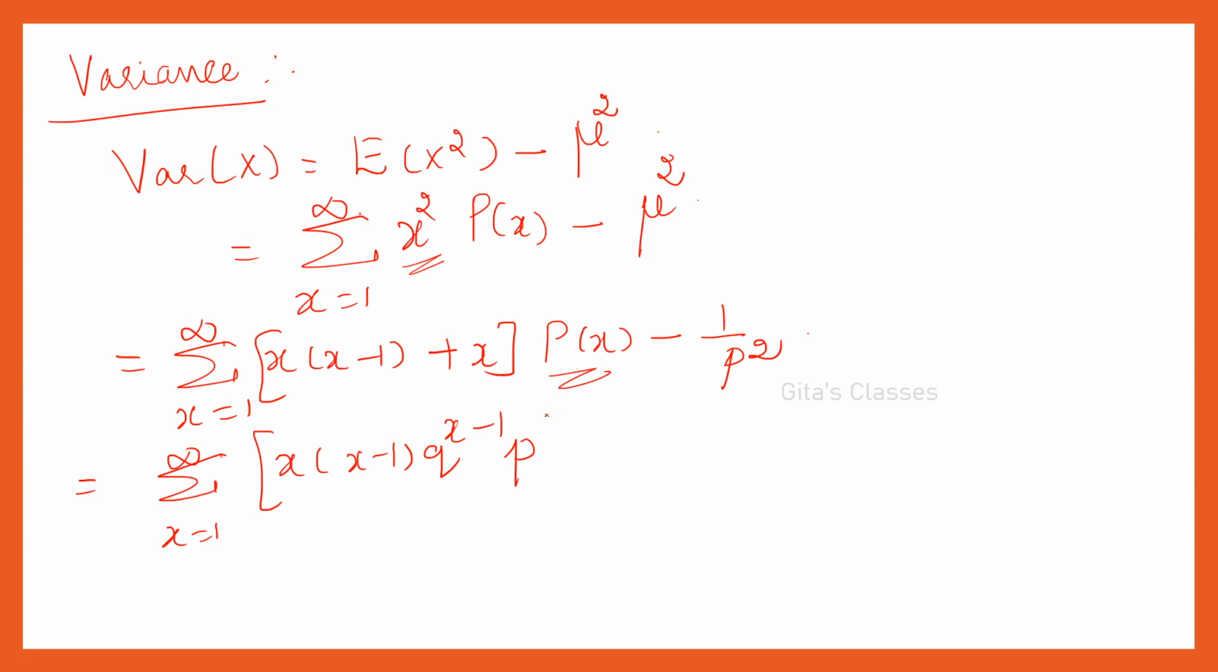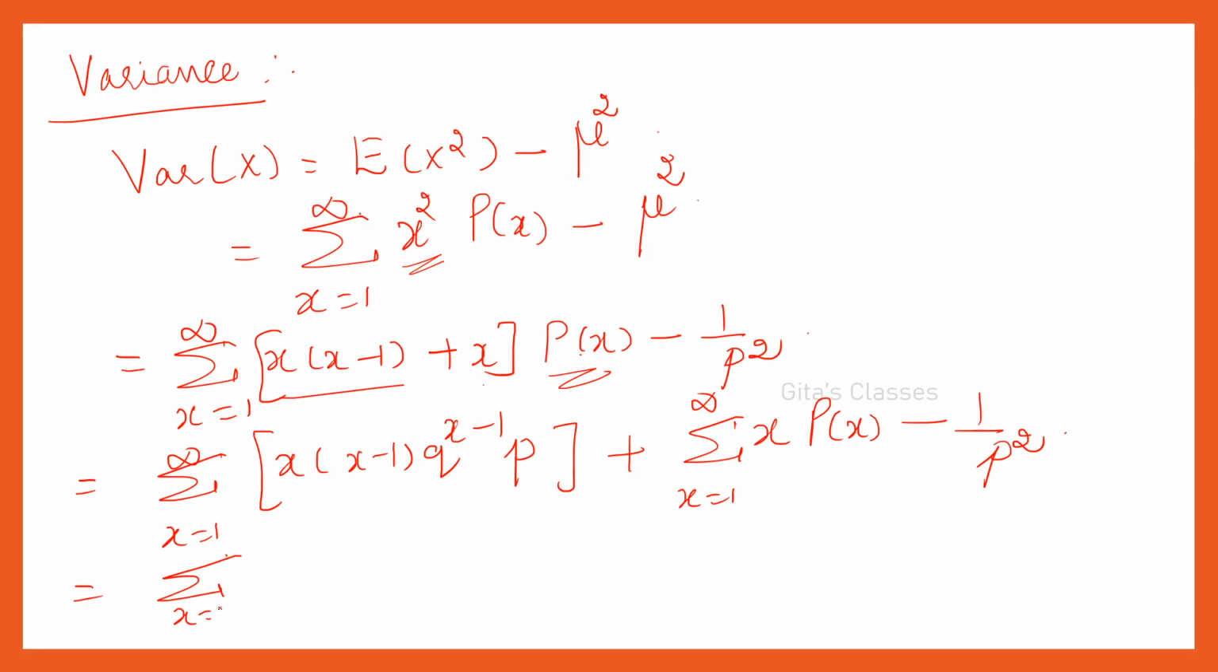That is, I am writing p of x here, plus sigma x varies from 1 to infinity x into p of x minus 1 by p squared. I am expanding this: x into x minus 1 into p of x. So this is equal to sigma x varies from 1 to infinity.